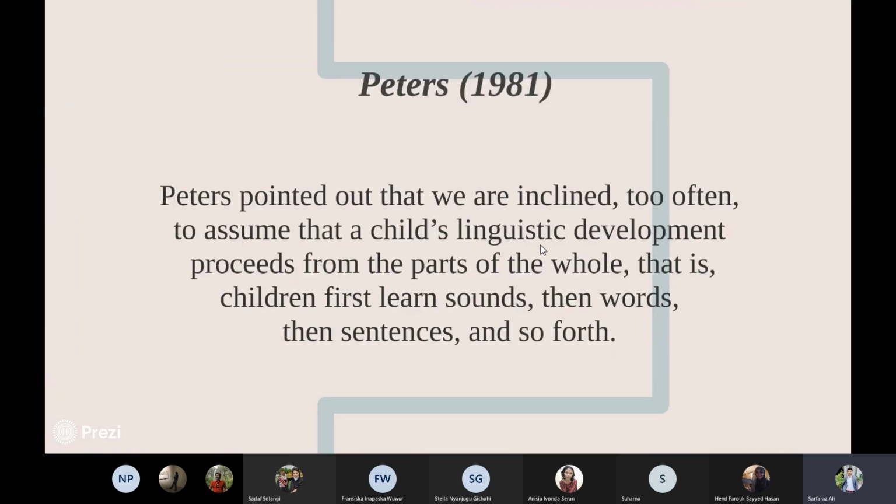Peters in 1981 points out that we are inclined too often to assume that a child's linguistic development proceeds from part to whole, that is, children first learn sounds, then words, then sentences, and so forth. So this is the sequence, and it also makes sense.